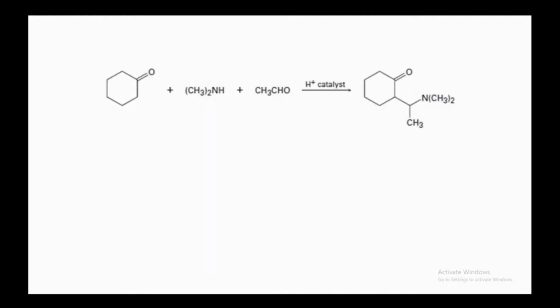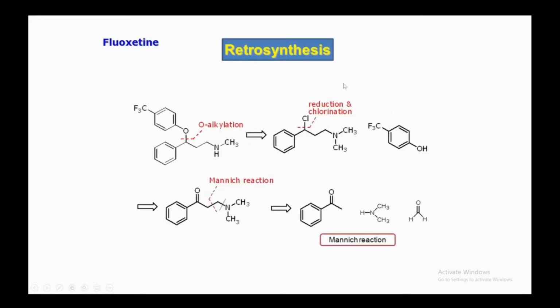This is another example of Mannich reaction. You have a cyclohexanone, this is a secondary amine, this one is acetaldehyde. Acid catalyzed, you get this product. How can you use this Mannich reaction in retrosynthesis? For example, this is a compound, so you do O-alkylation first, then do reductive amination, you get this.